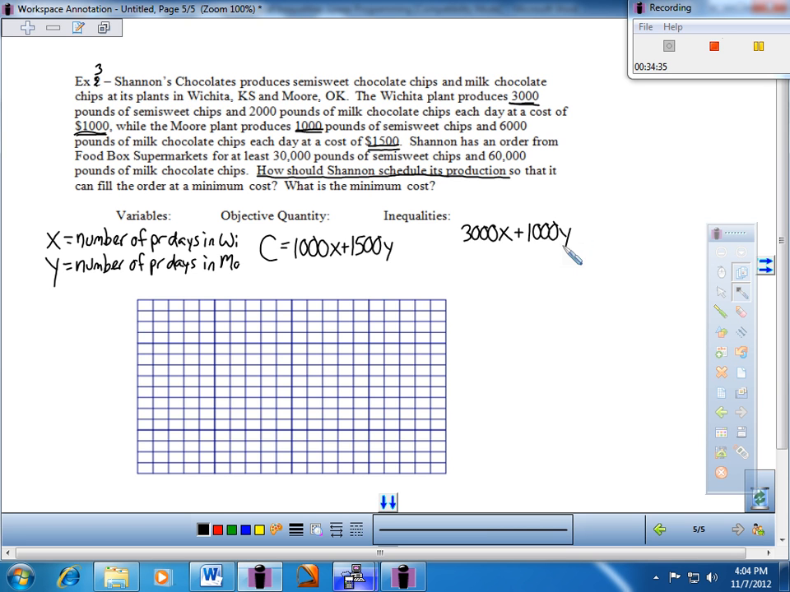So again, what I'm focusing on in terms of the category is that she's got to fill at least 30,000 pounds of semi-sweet. Where is that coming from? It's coming from 3,000 each day at the Wichita plant and 1,000 each day at the Moore plant. And guys, at least, greater than or equal to. Okay, that's one.